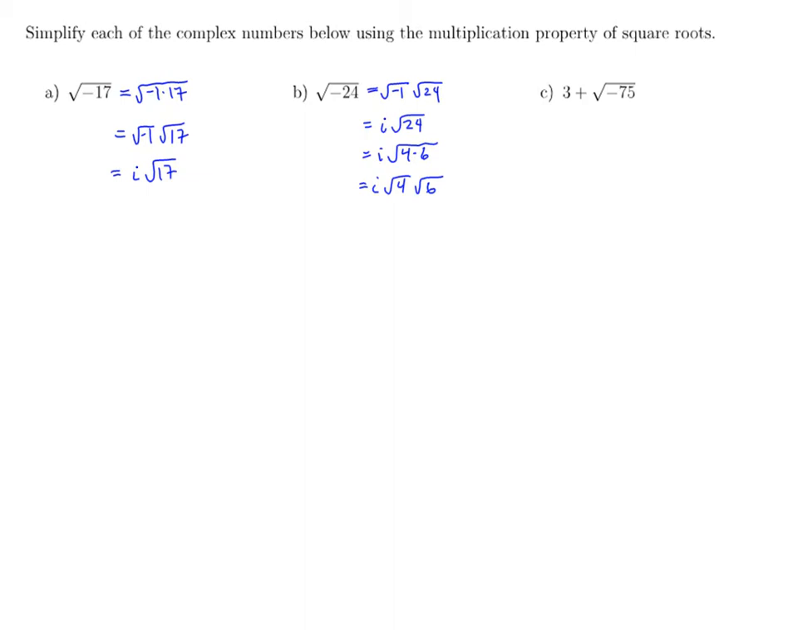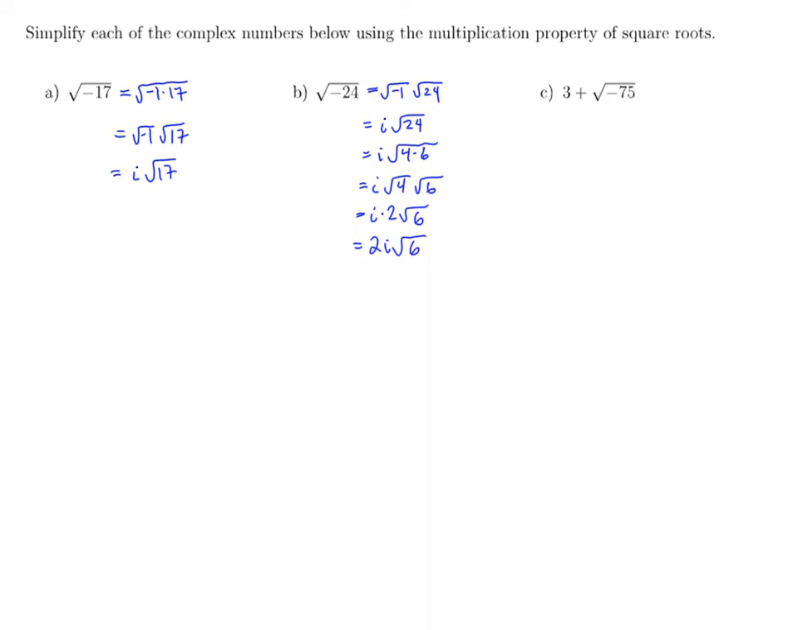My goal in looking at that largest perfect square factor is that the square root of 4 now breaks down into an integer, and it breaks down into 2. So now I have i times 2 times the square root of 6. And in general, I'll write this as 2i times the square root of 6.